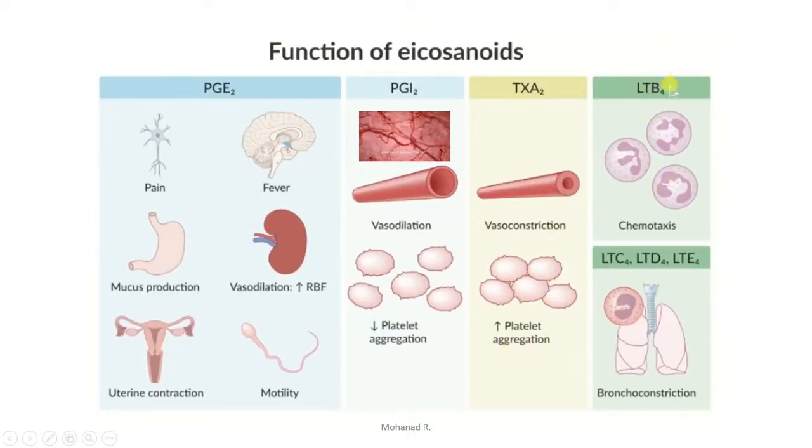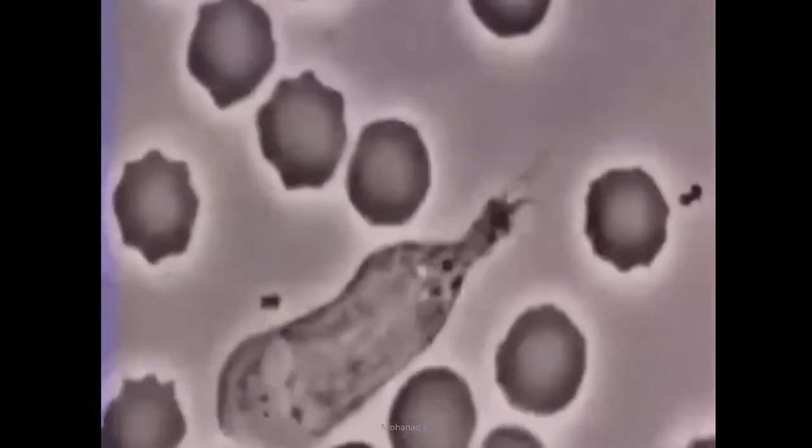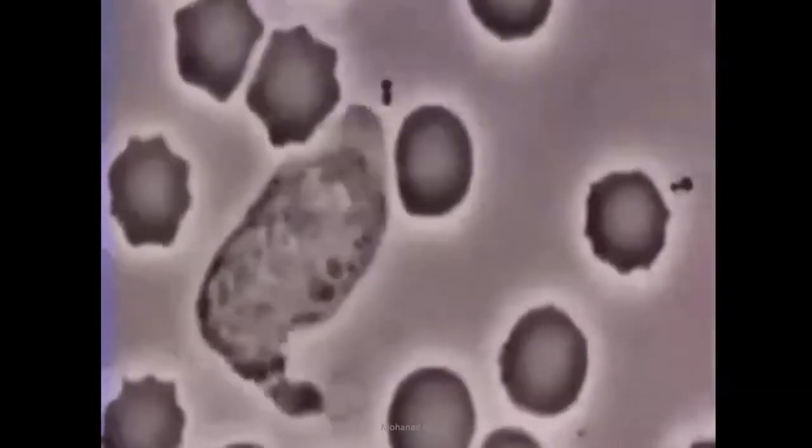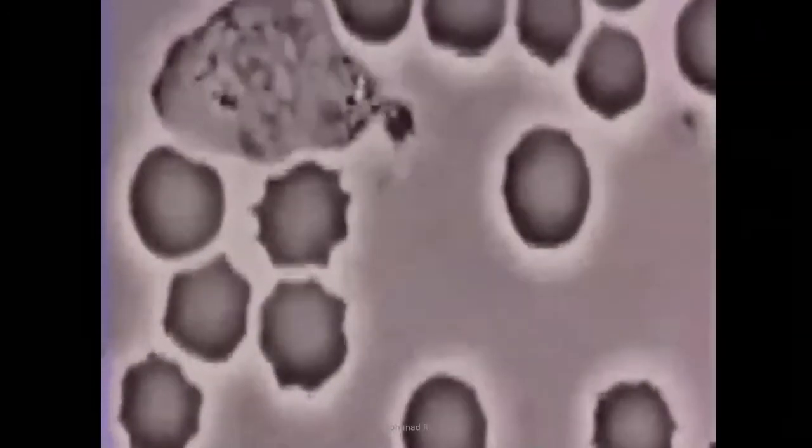We have leukotriene B4 that promotes chemotaxis and leukotriene C4, D4, E4 that promote bronchoconstriction. I have another microscopic video for chemotaxis. As we can see here, a neutrophil is chasing Staphylococcus aureus until it's caught and in the cytosol.